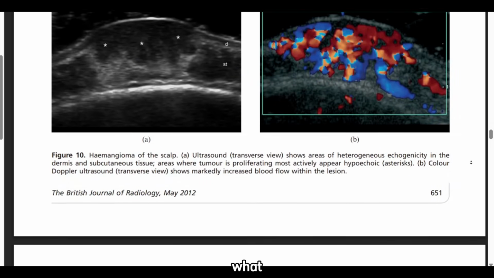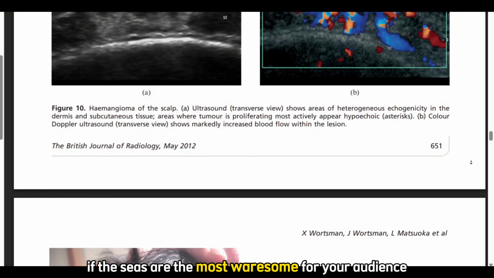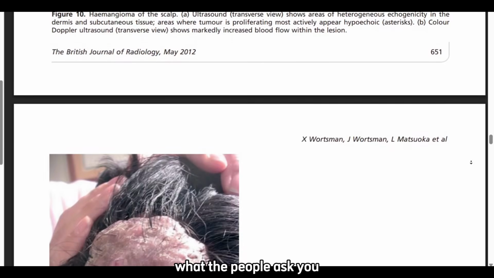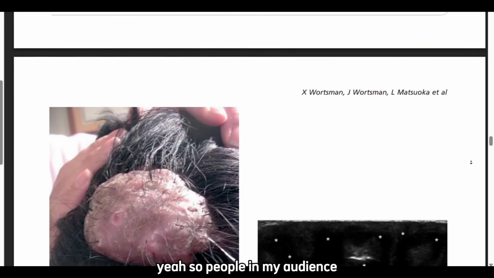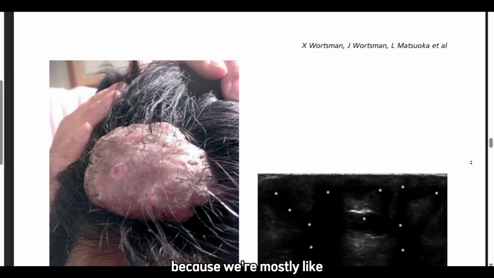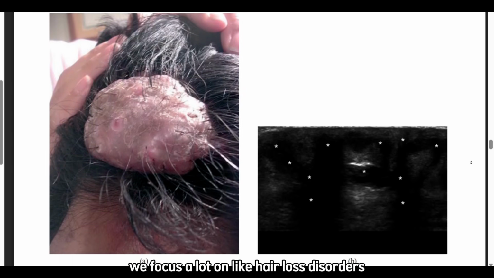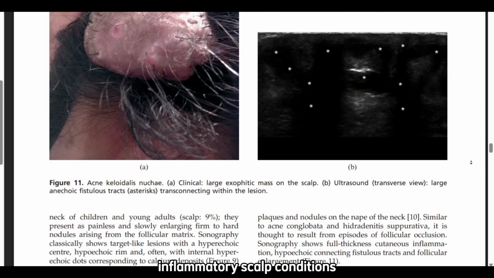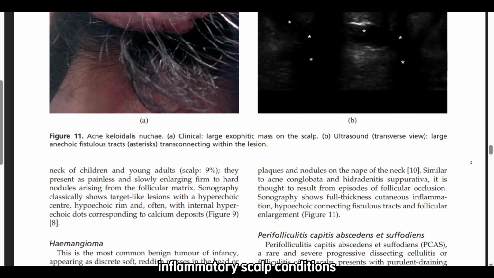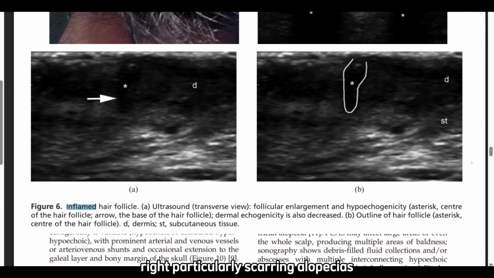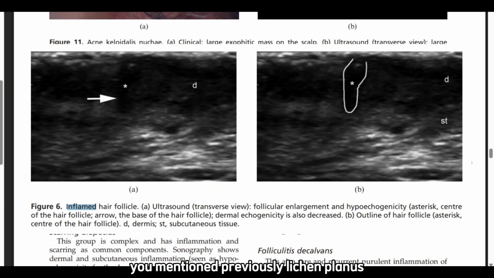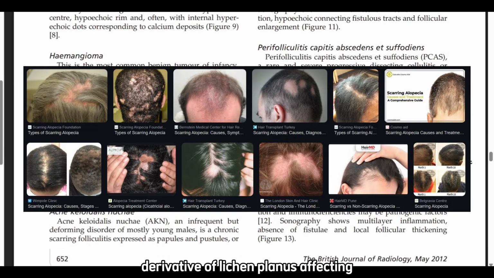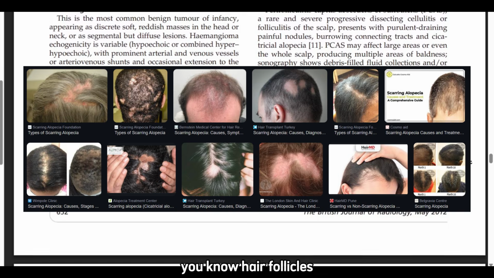And tell me, what diseases are the most worrisome for your audience? What do people ask you? Yeah, so people in my audience, because we focus a lot on hair loss disorders, are concerned when it comes to inflammatory scalp conditions, right? Particularly scarring alopecias. You mentioned lichen planus previously. Well, there's lichen planopilaris, a derivative of lichen planus, affecting hair follicles, right?